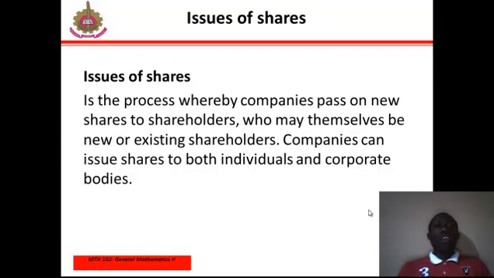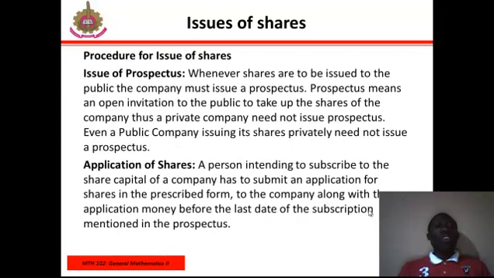Issue of shares is the process whereby companies pass on new shares to shareholders who may themselves be new or existing shareholders. Companies can issue shares to both individuals and corporate bodies. Procedure for issue of shares.